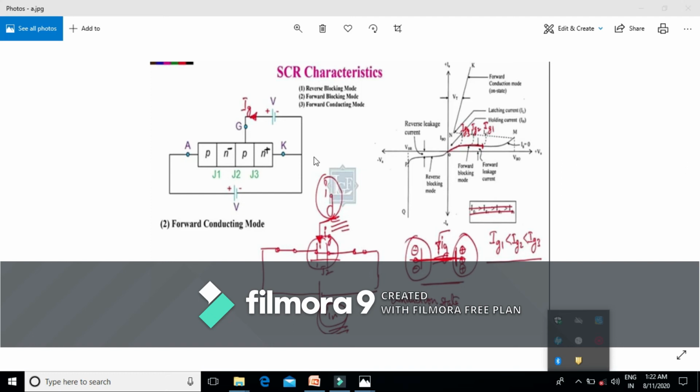is turned off. That means your SCR is turned on only in this forward conduction mode, where you are applying a gate current. The typical gate current magnitude that we are using is of the order of 20 to 200 milliamperes. We should also keep in mind that once the SCR is turned on by applying a gate current, we cannot turn it off. We cannot turn it off by just removing the gate current.